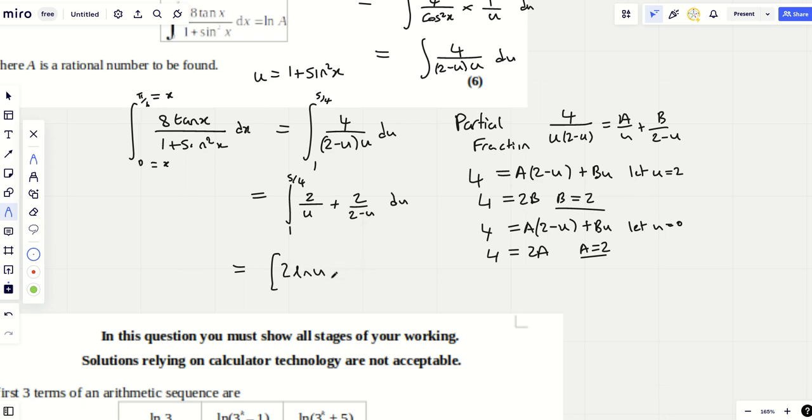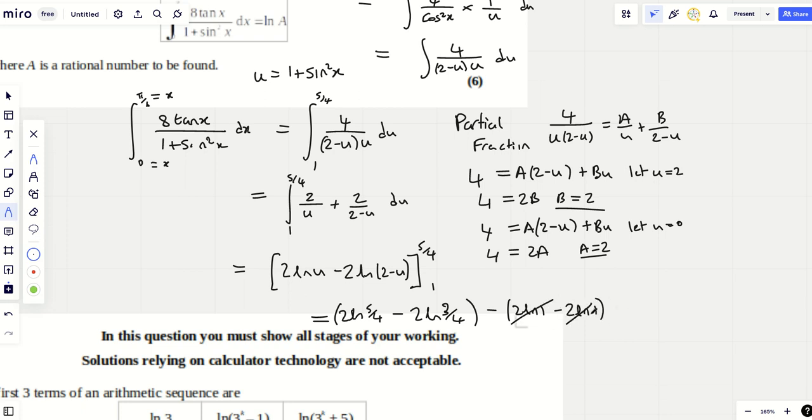Now the bottom doesn't quite differentiate to the top here. We need a minus 2 to deal with ln of 2 minus u, and then we can just do it between 5 over 4 and 1. So that's 2 ln 5 over 4 minus 2 ln 3 over 4, because 2 minus 5 quarters is 3 quarters, minus 2 ln 1, which is 0, minus 2 ln 1, which is 0.